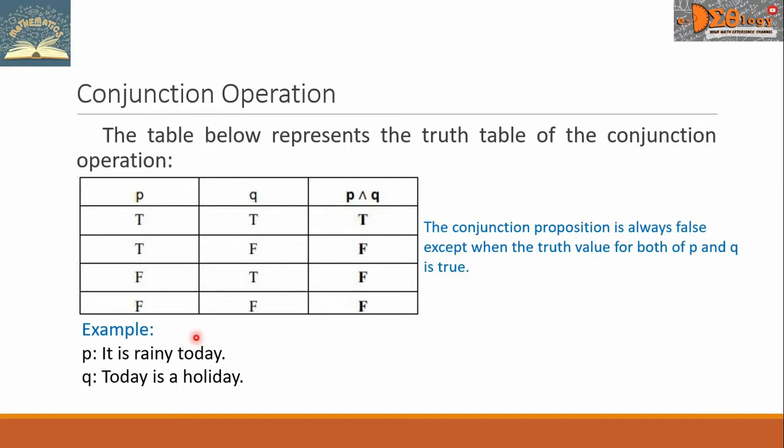Let's have one example here. Proposition P, it is rainy today. Proposition Q, today is a holiday. When we combine the two propositions here, P and Q, so we write, it is rainy today and today is a holiday.